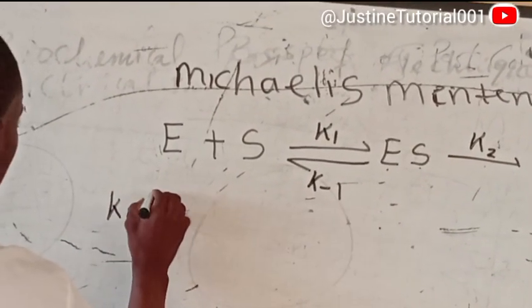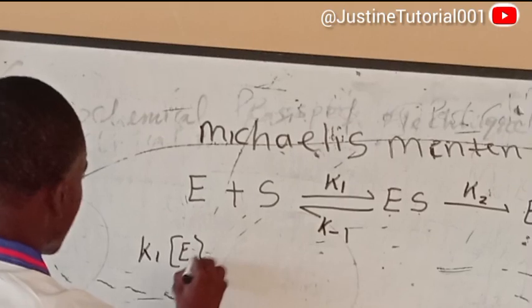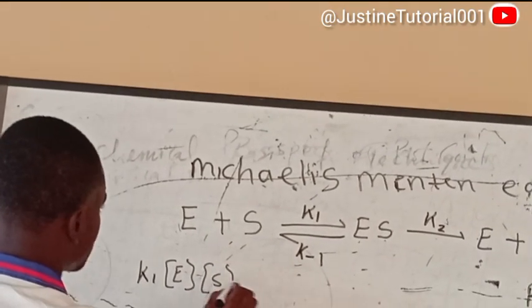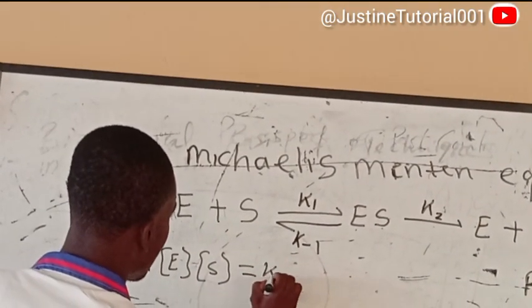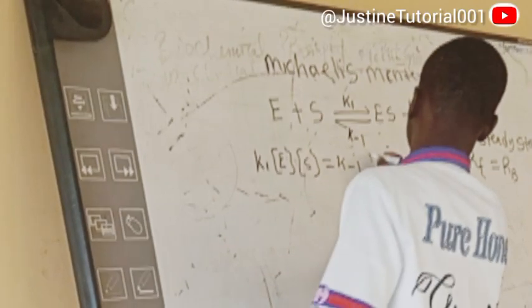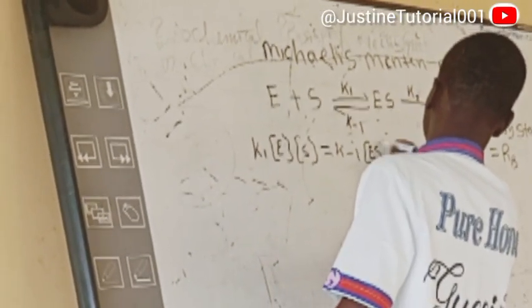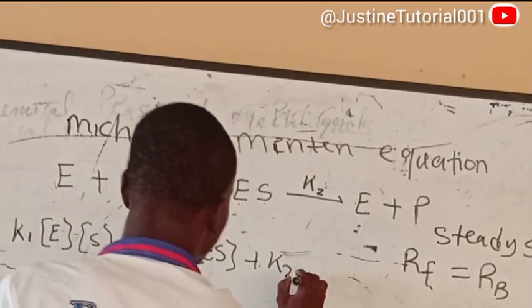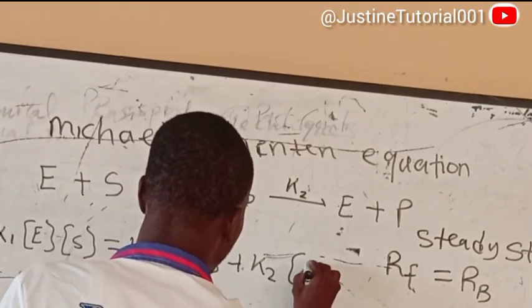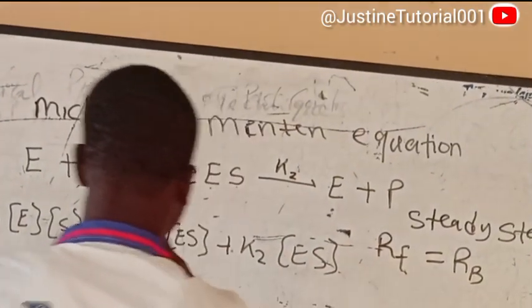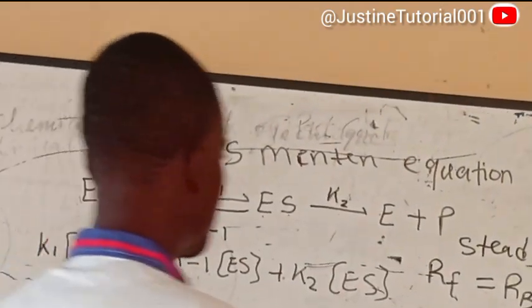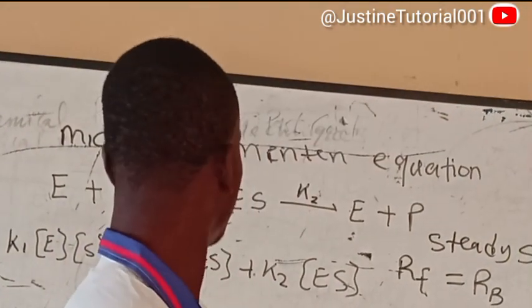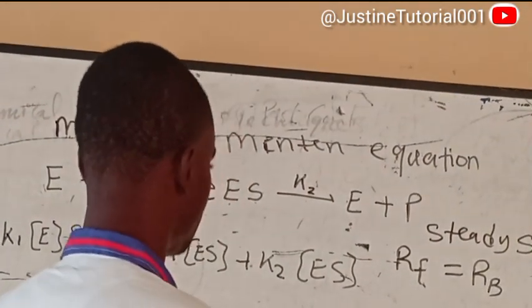So let's put it in a single equation. E plus S equilibrium K1 and K minus 1 to enzyme-substrate complex, then K2 to enzyme plus product.